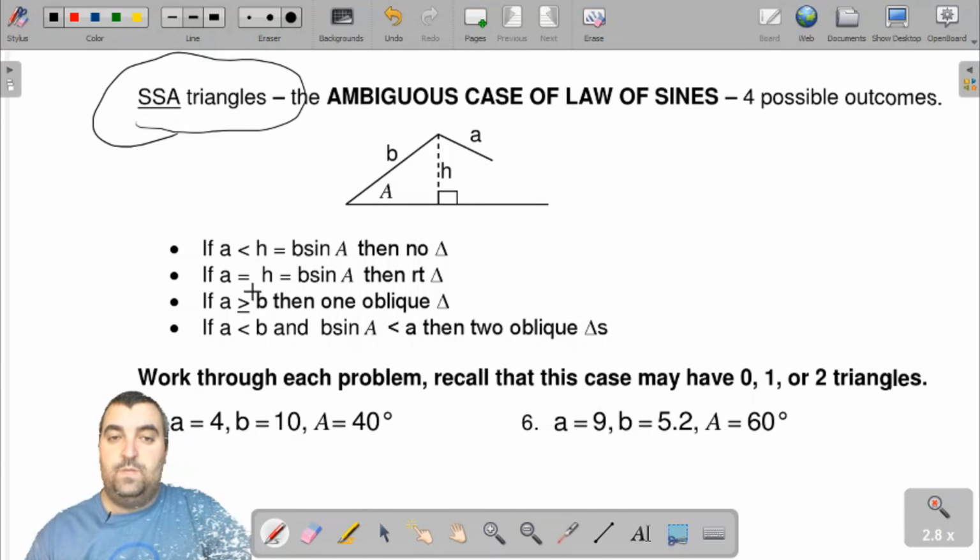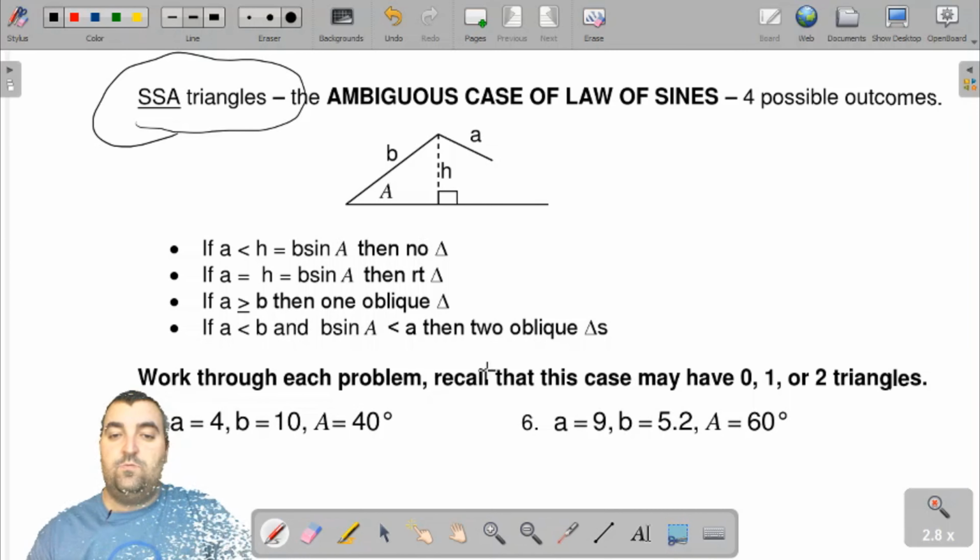The other thing is we could have a right triangle formed, and that's when this A value is the same as your height. Once again, you can figure it out by finding this height first and comparing it to A. Otherwise, when you do law of sines, you'll end up with a right triangle. Probably the easiest one to identify is if this A value is larger than this other B value, then we're always going to have one oblique triangle. And the last thing is if A is bigger than H but smaller than B, then we're going to have two oblique triangles.